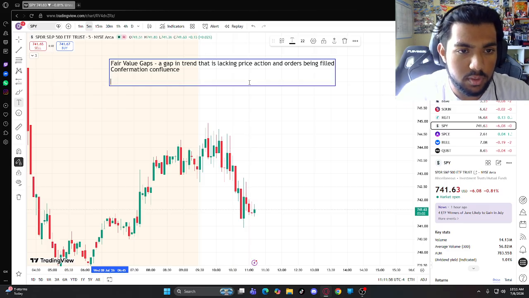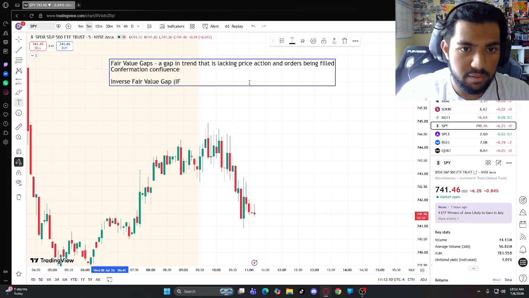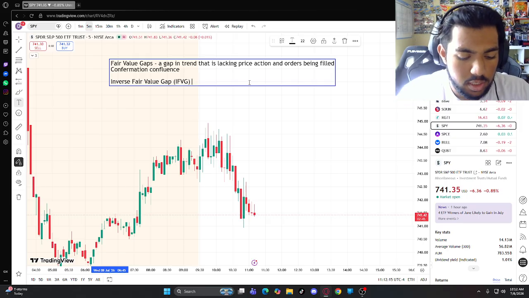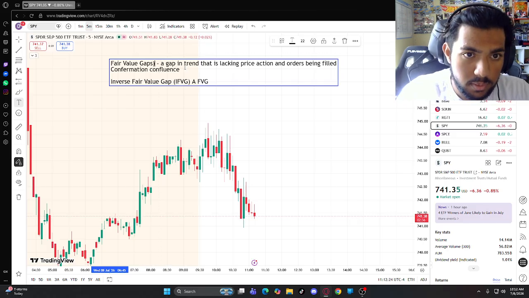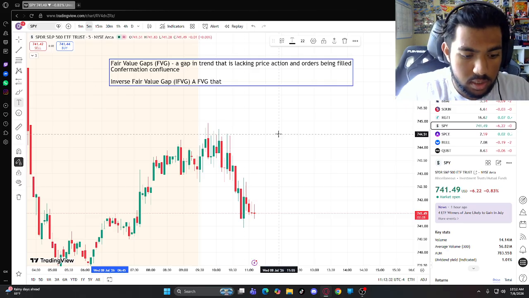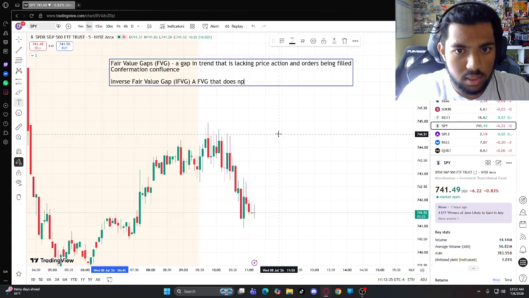Right. So let's go over the inverse fair value gap, also known as IFVG for short. So what are inverse fair value gaps? They're basically a fair value gap. I'm going to just use FVG for simplicity, so you guys can see. Fair value gap is also known as FVG, right? So it is an FVG, a fair value gap, that does not get respected.